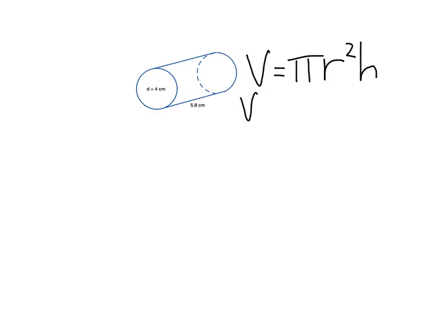Let's substitute what we know. So the radius of our circle, we're shown here that D equals 4 centimeters. Well, D is diameter. Diameter is all the way across. So radius is only halfway across. So the radius of that circle is going to be 2, not 4. And then the height of our cylinder, even though it's laying down, we would call that the height, it's the length of the cylinder shaft. That's 5.8.